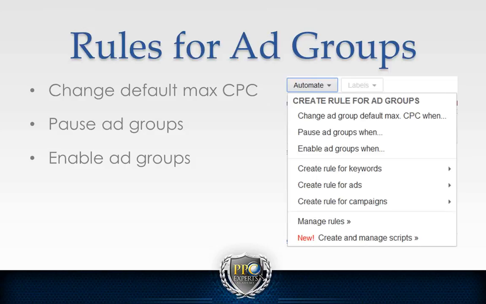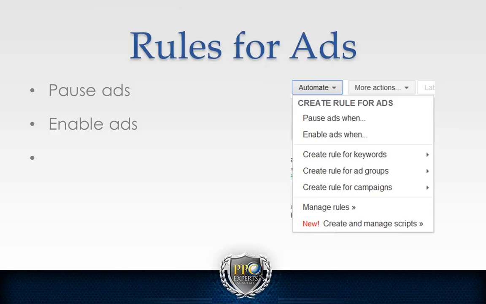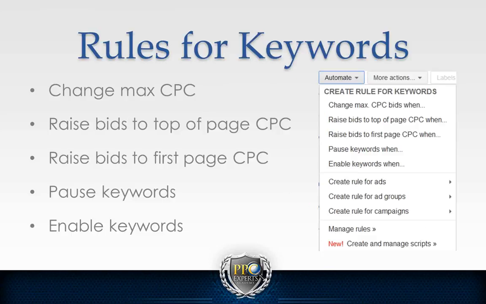So let's take a look at the rules for ad groups. Once again, you will see this when you've selected the ad groups tab. When you're on the ad groups tab and you click automate, you'll see change default max CPC, pause ad groups, and enable ad groups. Now there are also automate features for ads that allow you to pause ads and enable ads.